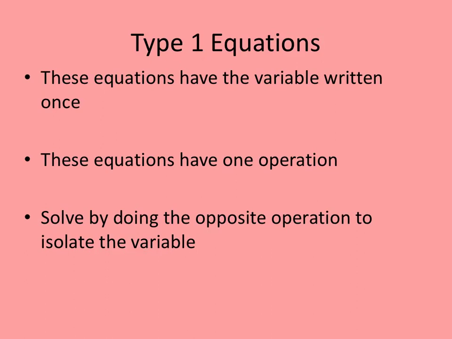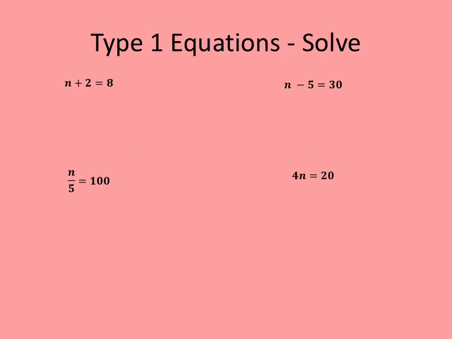Type 1 equations have one variable only once. They have one operation in them, and you solve them by doing the opposite operation as the one that's given. So these are the type of equations that we can solve. Notice that there is one variable in each one, and that there's only one operation: addition, subtraction. Here's multiplication and division. So let's go through and solve.